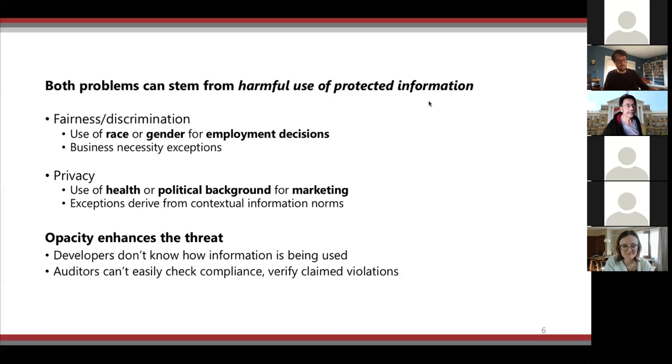Right, and a theme that I think underlies both of these issues, and being able to identify uses of this protected information, is that the opacity of machine learning models really enhances the threat, right? So when developers are trying to train and incorporate machine learning models into their applications, they don't know how information is actually being used, so they don't necessarily know if there is going to be a fairness, discrimination, or privacy issue, possibly until it's too late. And on the other side, auditors who are tasked with checking these applications for compliance with regulations have a more difficult job when the models that are being used are opaque and difficult to verify these claims against.